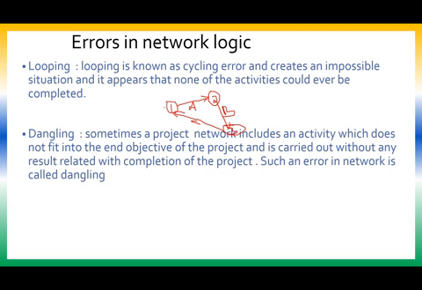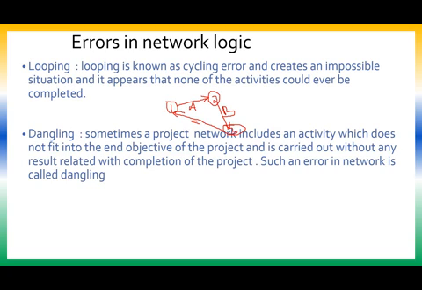So now what happens? So I start with event 1, I go to event 2, then I go to event 3, then I'll come back to event 1. So there is an impossible situation where I will be reaching the end of the project. The project can never end at all. So this is not allowed in network diagram. So you need to make sure that there is no loop in the network diagram.